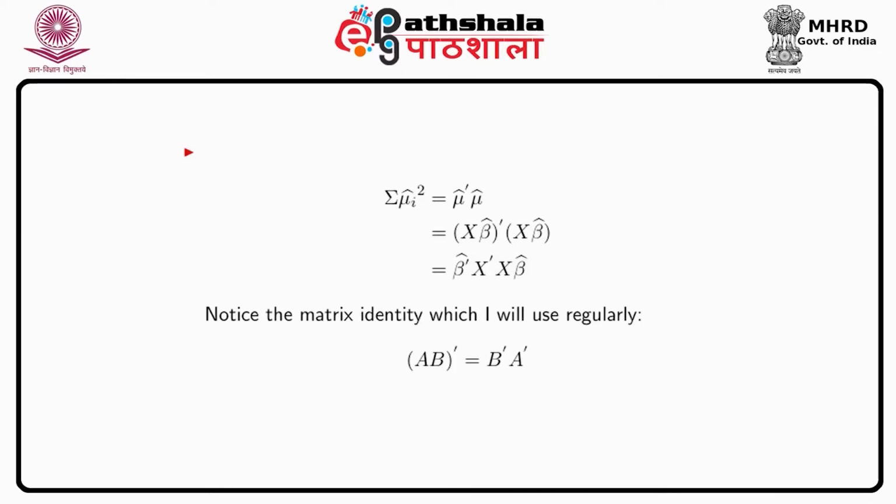So, summation mu i hat square equals the regression sum of squares, which can be written as the dot product of the transpose of mu hat and mu hat. Now, mu hat can be represented as x times beta hat, transpose, times x times beta hat, which translates into beta hat prime x prime times x times beta hat. Now notice that the matrix identity, which we will use regularly, is A times B whole transpose equals B transpose times A transpose, which is exactly what we have used in the previous derivation.